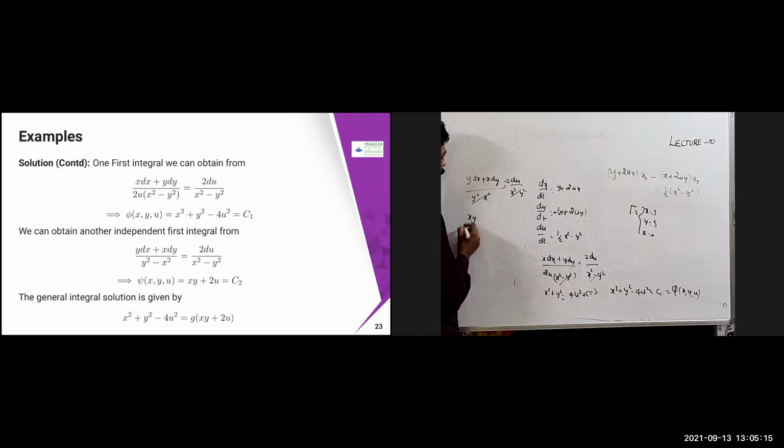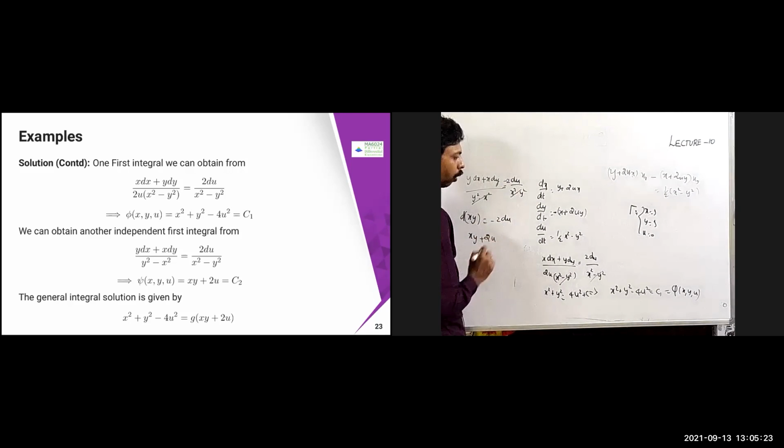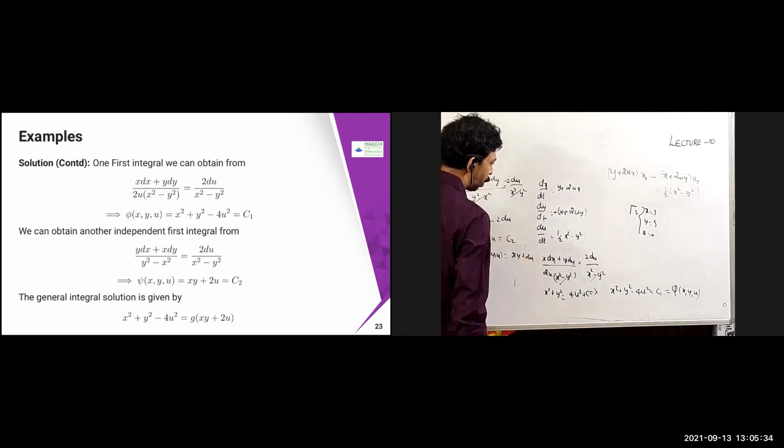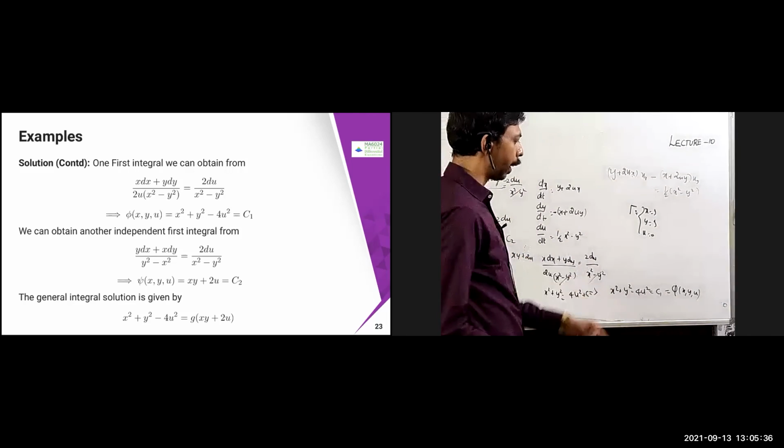y dx plus x dy, you can write as p of x comma y, and this is going to be minus 2 du. So if I integrate, this is going to become xy plus 2u equal to c2. I am going to call this the second function psi of x comma y equal to xy plus 2u. So that means you got two functions, phi and psi.